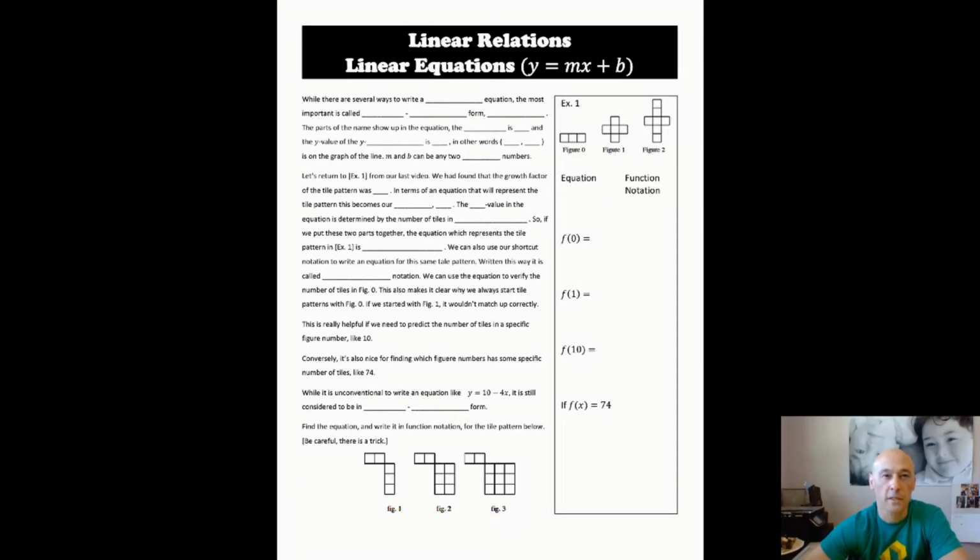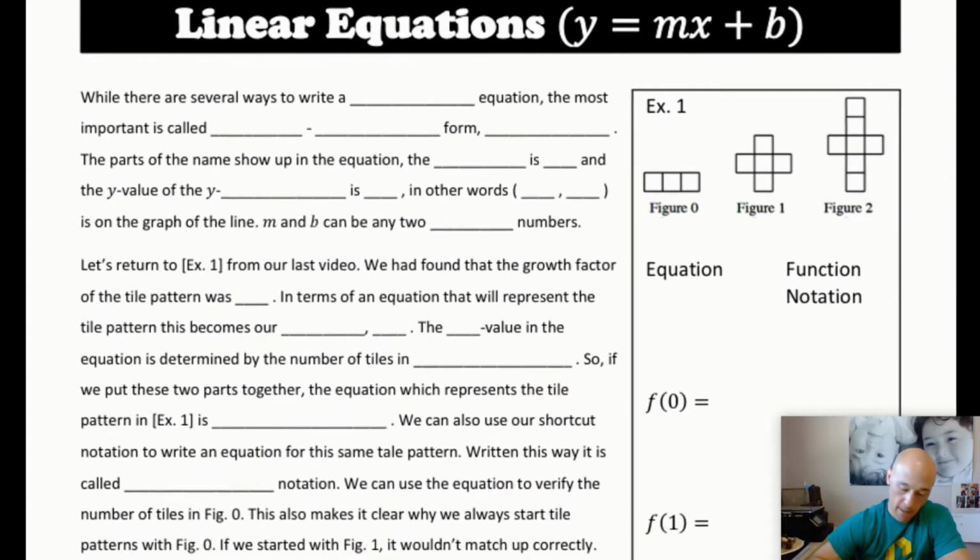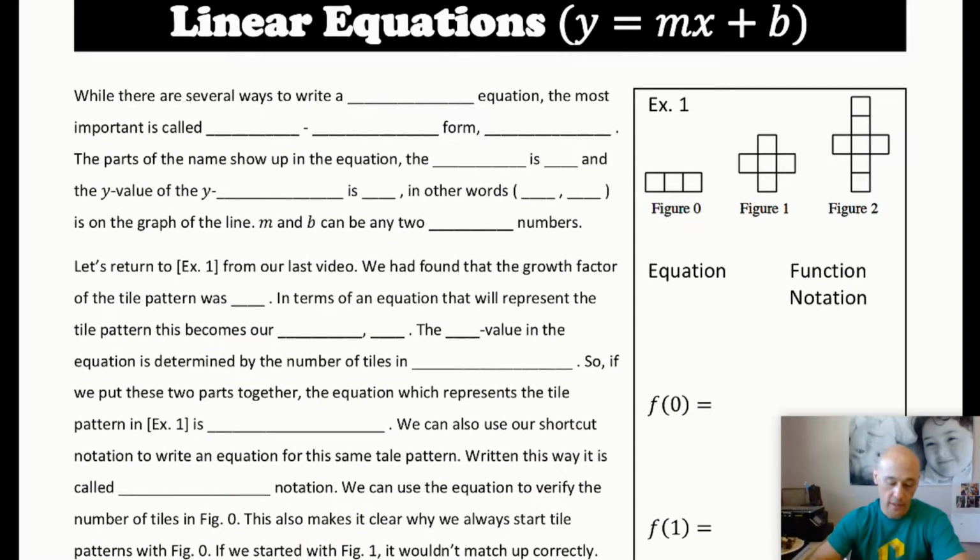Linear relations, linear equations, y equals mx plus b. While there are several ways to write a linear equation, the most important is called slope-intercept form. And that's y equals mx plus b. The parts of the name show up in the equation.